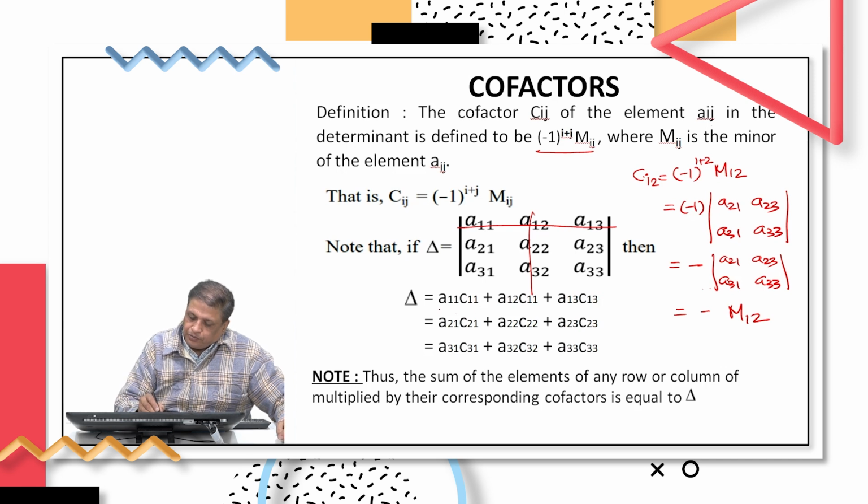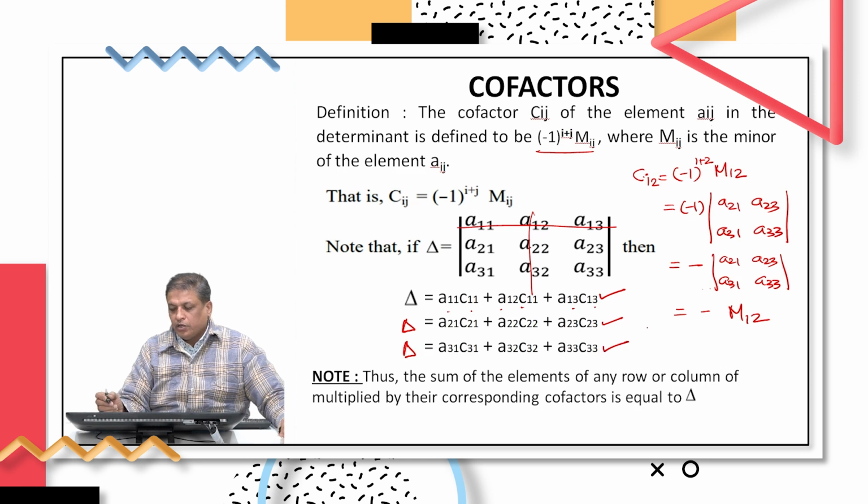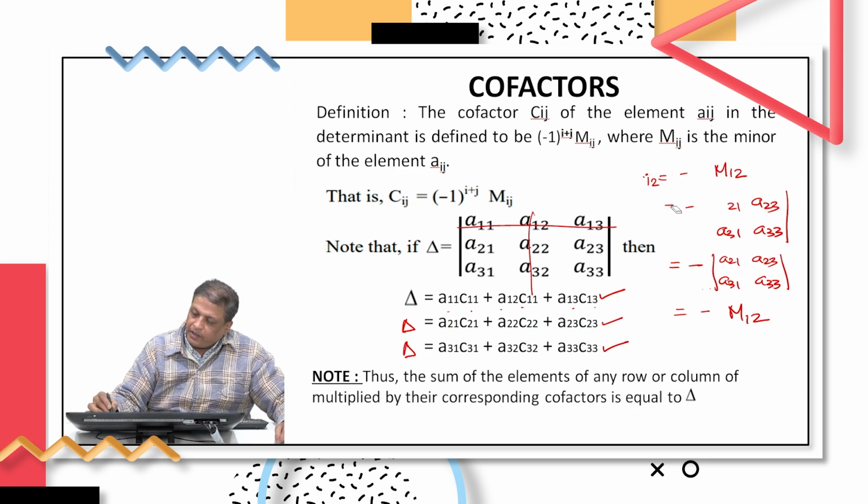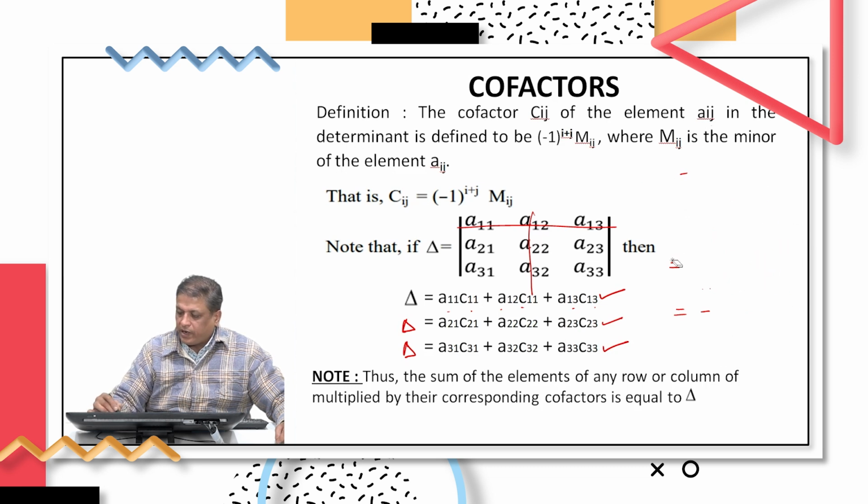So determinant delta, if we expand it across first row, will be equal to A11 C11 plus A12 C12 plus A13 C13. Same delta will be equal to this if we expand it across second row. Same delta will be equal to this if we expand across the third row. So the entire logic was to maintain the consistency of the sign. So minors and cofactors are interrelated.